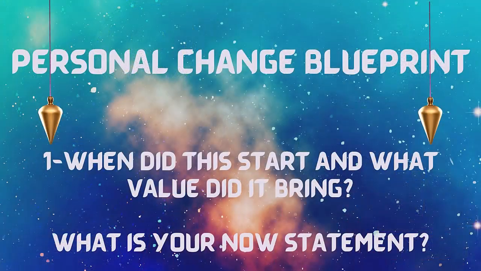And then, this is the second part of number 1 here on your personal change blueprint, you want to explain to your subconscious mind that you appreciate that value that it brought into your life all those years ago, but that you don't need that value anymore because as an adult now, and this is what I call your now statement, you're going to say, I don't need that value because now this is what's going on.